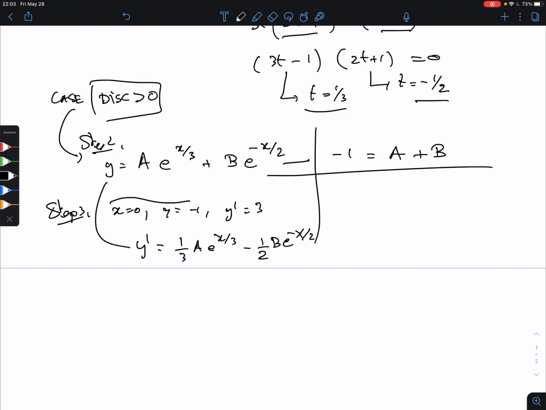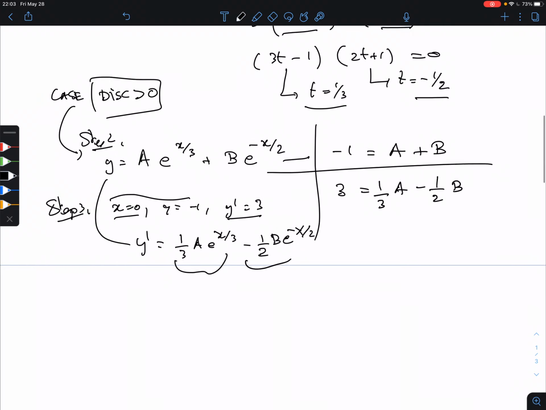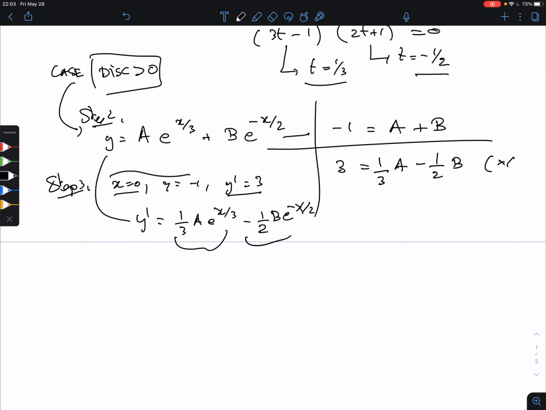So if I plug in now, x is 0 and y prime is 3. So I get 3 equals 1/3 of a minus 1/2 b. And there we are. We can get rid of the denominators by multiplying with 6. So we get 18 is 2a minus 3b. And the other one was minus 1 is a plus b.